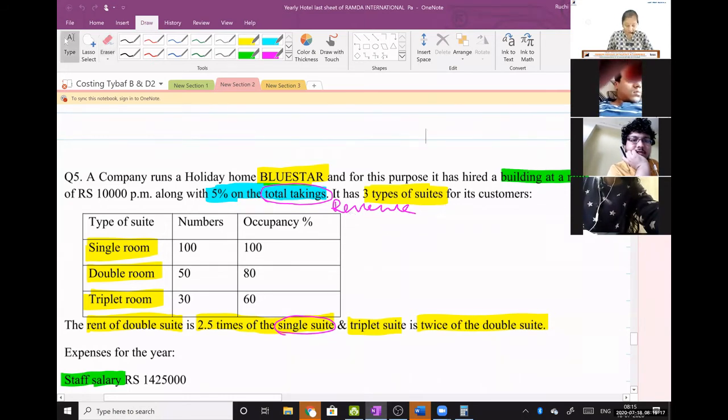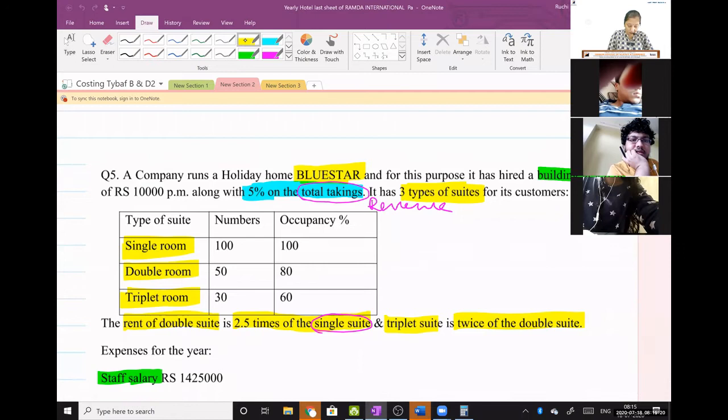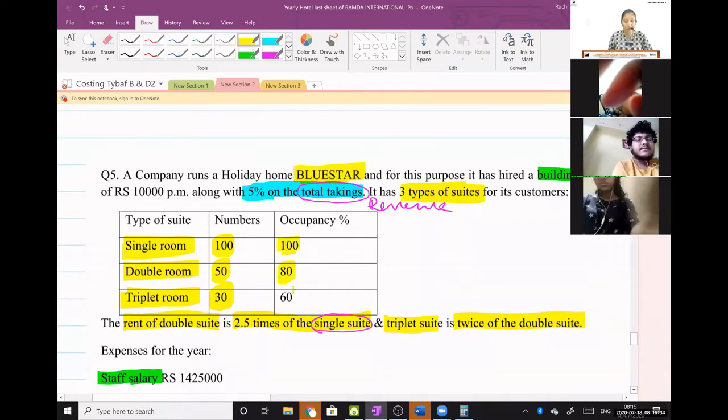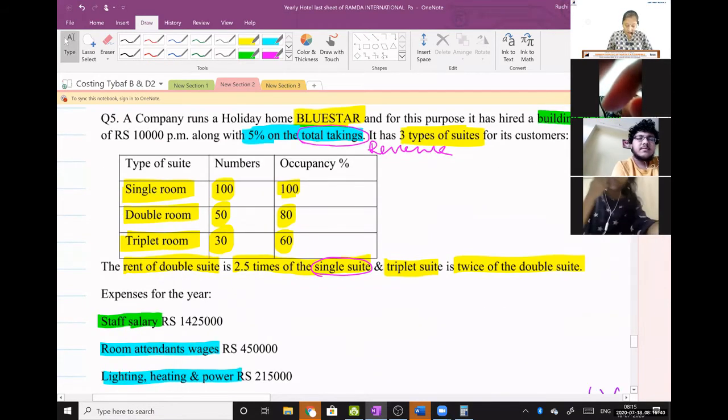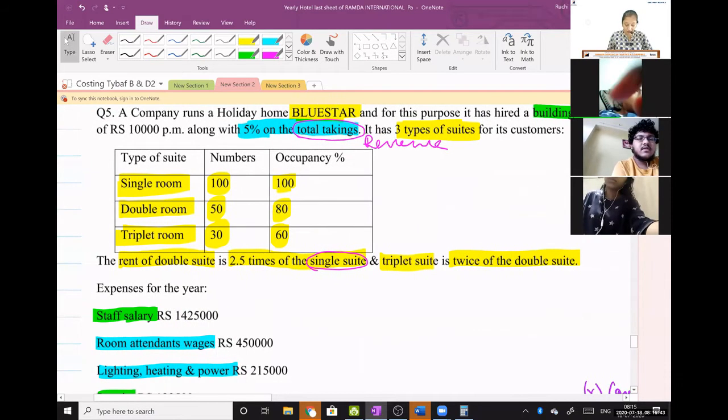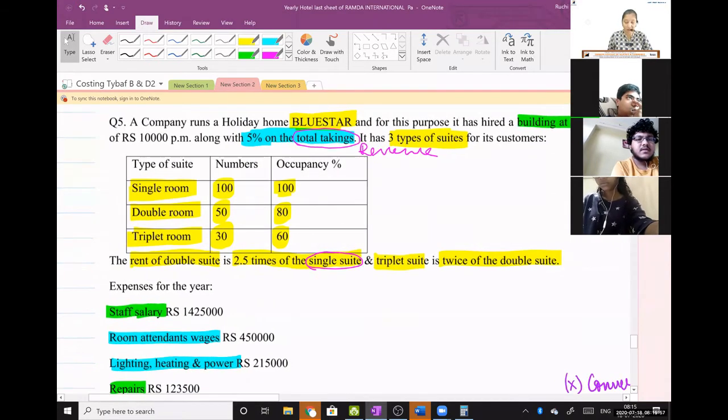It has three types of suite: a single suite, a double suite, and a triple suite. So in the hotel, there are these three varieties of suite. So you have 100 single rooms, 50 double rooms, and 30 triple rooms in the hotel with various occupancy: 100%, 80%, and 60%. Okay. Now they have given you some conversion rates. Rent of double suite is 2.5 times of the single suite, and triple suite is twice of the double suite. Okay. I'll tell you what to do with this later, not now. Let us see how to apply this information.